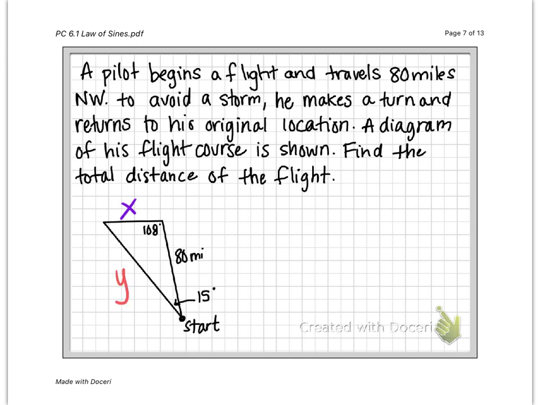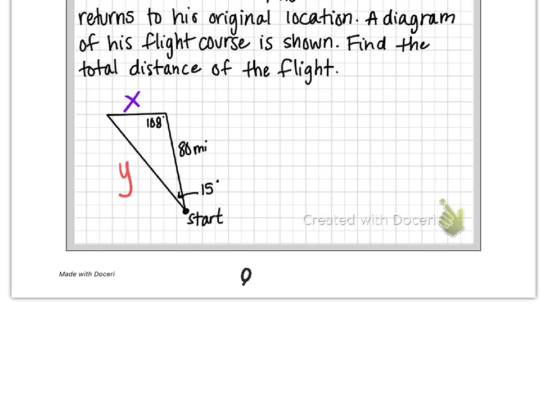So ultimately what we're doing is we're finding 80 plus x plus y, because that's our total distance of our flight. So we have to figure out all the sides and then add them all together. So first step I'm going to do is solve for this missing angle, because that's probably going to end up being helpful for us. So if we do 108 minus the other two angles, we get that this angle equals 57 degrees.